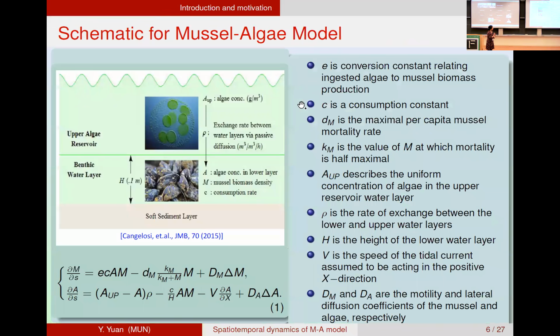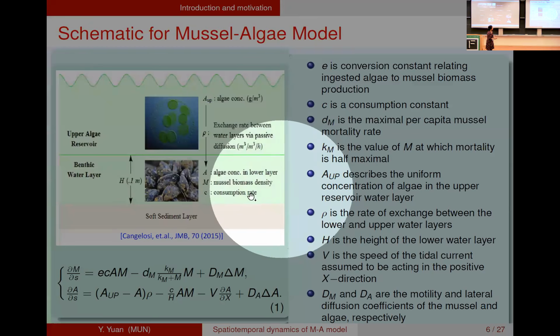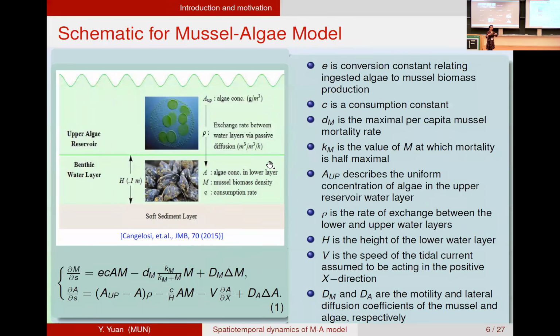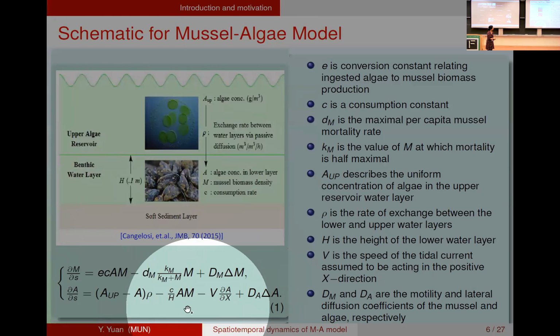All these works are mainly based on this model. In this model, it's a little bit different. They consider that algae is normally in the upper floating layer of water, while the mussel is in the benthic layer, so they introduced the water depth and modified the model in this one.